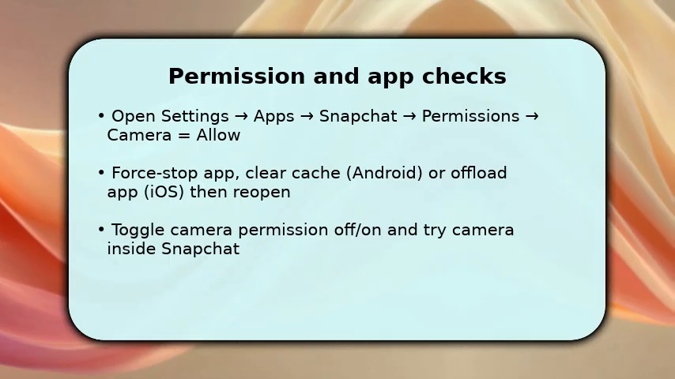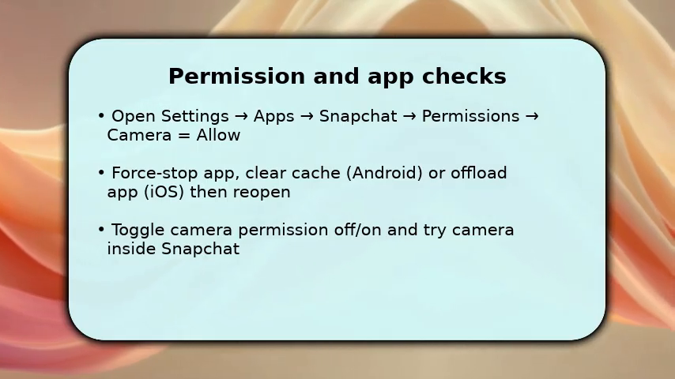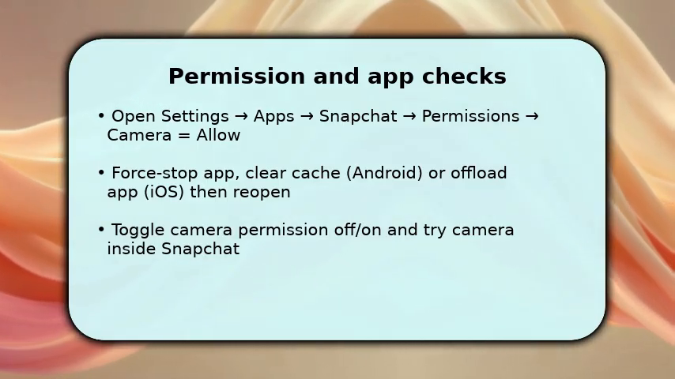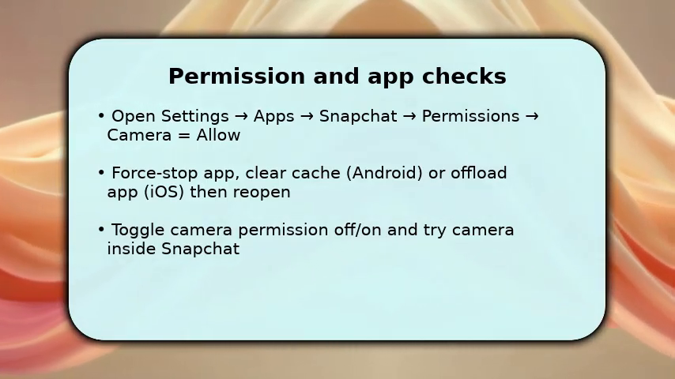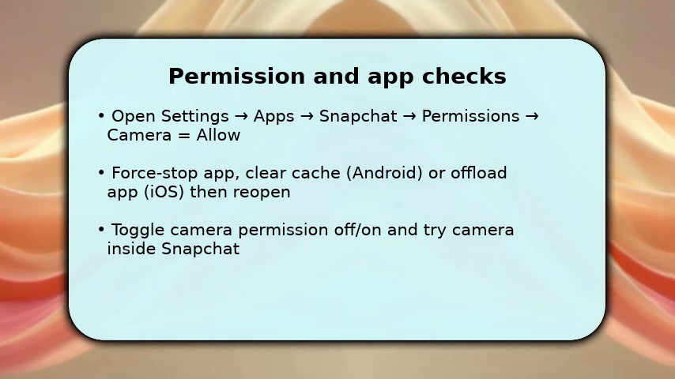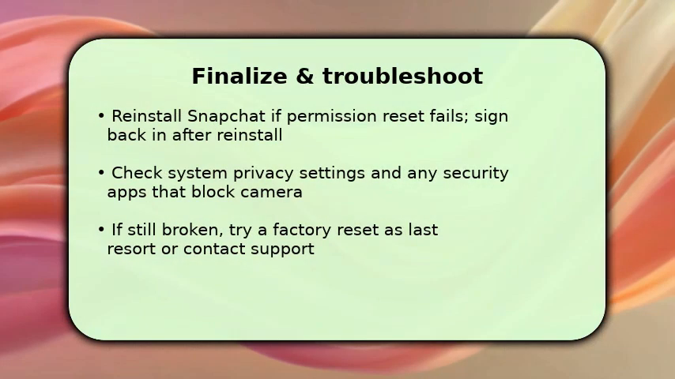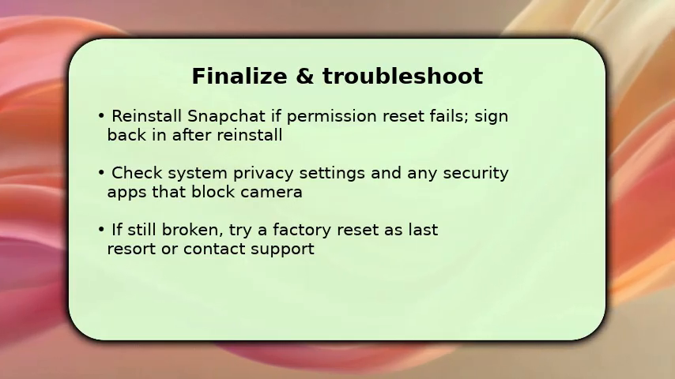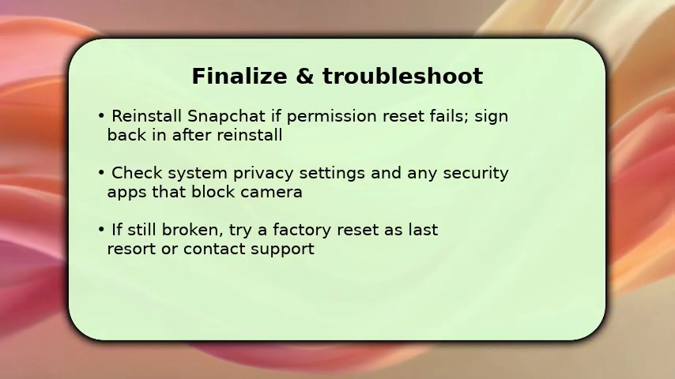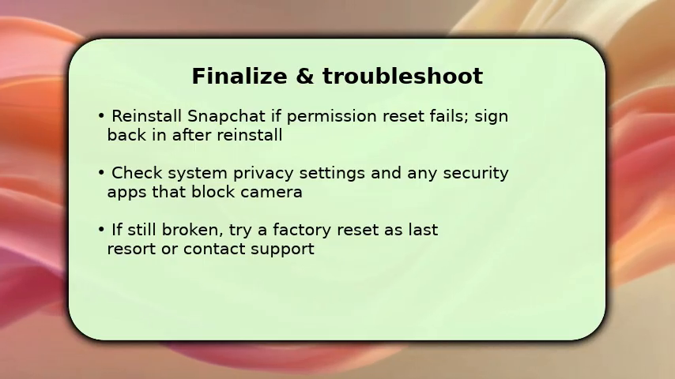If the camera still refuses, check Snapchat's in-app camera mode and switch between front and rear to force hardware reinitialization. Finish by reinstalling Snapchat if all permission toggles and cache clears didn't work. Reinstalling gives you a clean app state, and signing back in restores settings.